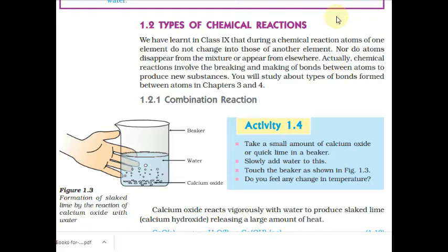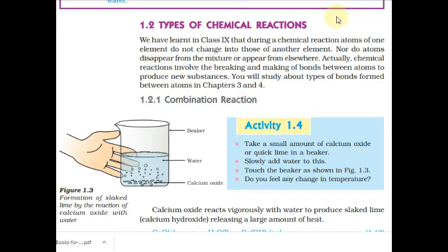Take a small amount of calcium oxide or quick lime in a beaker and slowly add water into this. Touch the beaker as shown in the figure. Do you feel any change in the temperature? We are going to see this reaction in the laboratory, but you will feel some change in temperature while the reaction is going on. Calcium oxide reacts vigorously with water to produce slaked lime, calcium hydroxide, releasing a large amount of heat.